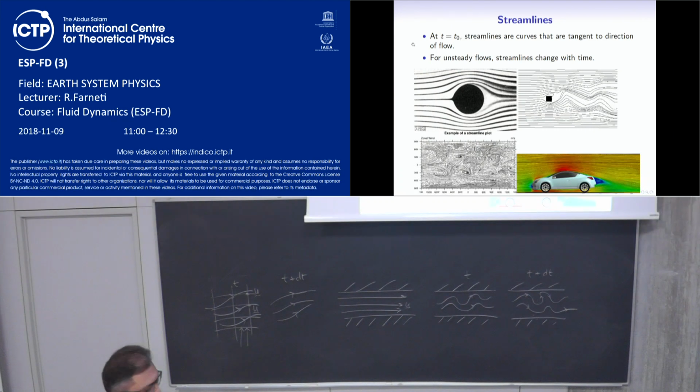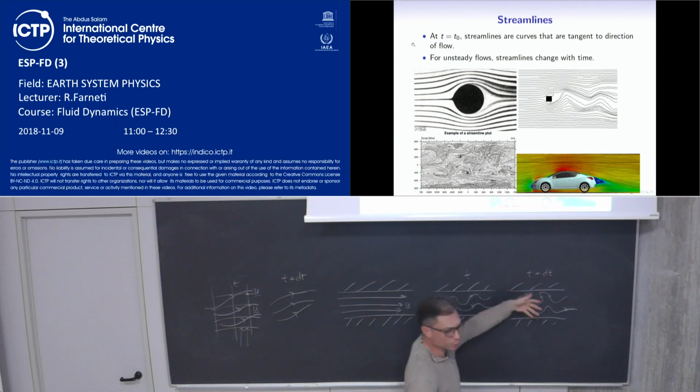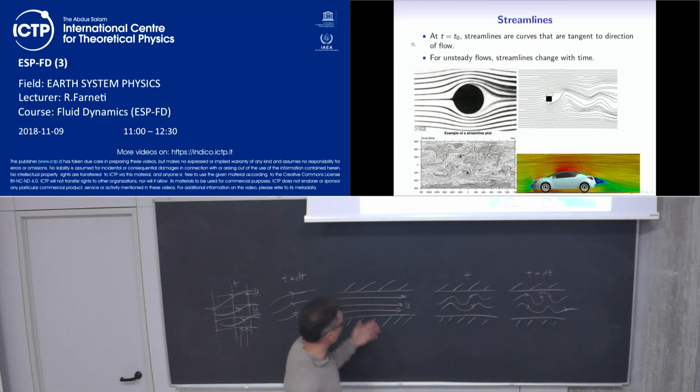So the streamlines are just putting together the instantaneous direction of the velocity vector. The velocity vector can change in time and in space. So if the flow changes in time for any particular reason, the streamlines will change in time. If the velocity vector doesn't change in time, then the streamlines are always the same. You can describe the flow at any instant, and you will always get the same streamlines.